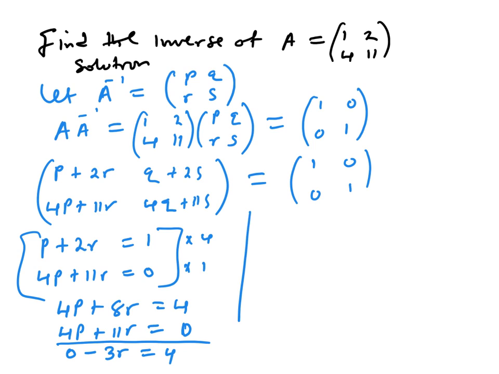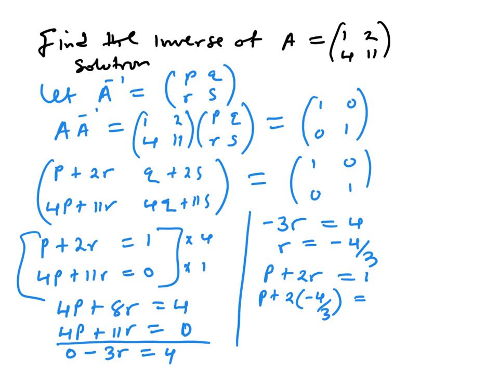Okay, so what are we saying here? We are saying that negative 3R gives us a 4. So R will be negative 4 over 3. So if we have R as negative 4 over 3, we can go ahead and substitute. We have P plus 2R must be equal to 1. So P plus 2 into minus 4 over 3 is equal to 1. And therefore, P minus 8 over 3 equals 1.